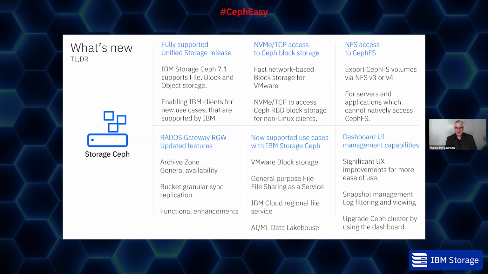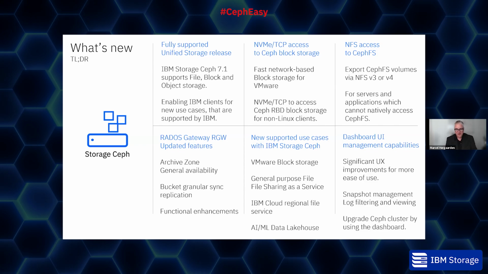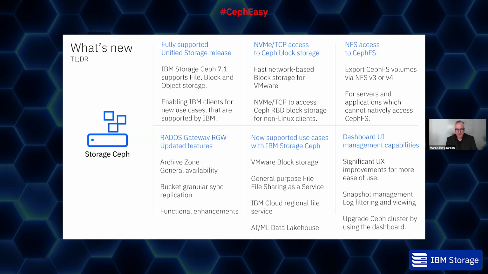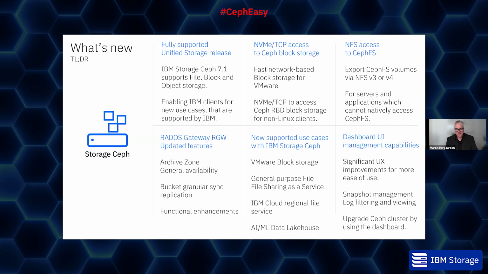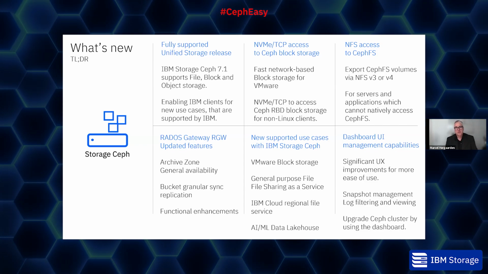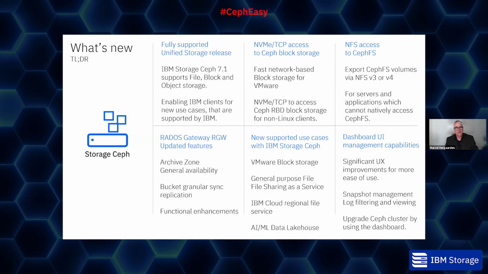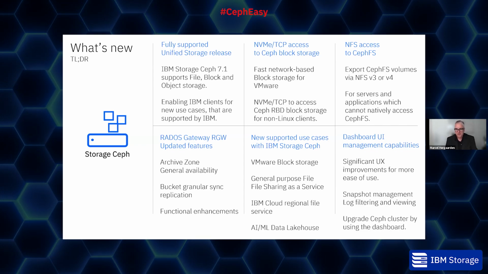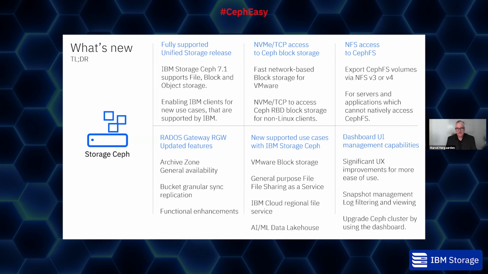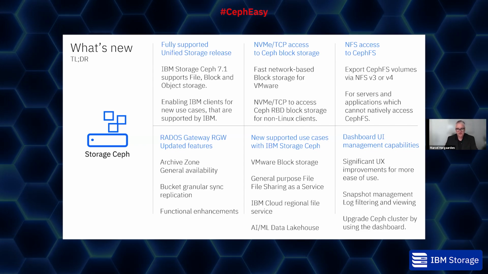So the biggest news here is that IBM Storage Ceph 7.1, which is to be released on June 14, is the first true unified storage release. With that, I mean that IBM now supports file, block, and object storage use cases. And this enables our clients for new types of use cases, for example NVMe over TCP, which now allows clients to use IBM Storage Ceph for VMware storage, for instance.